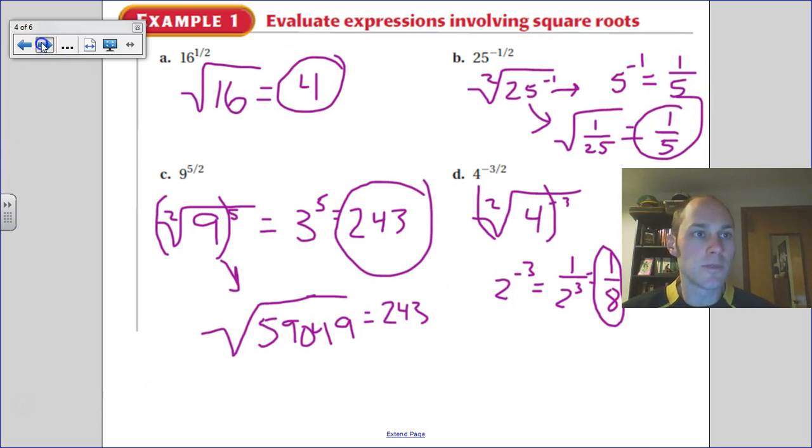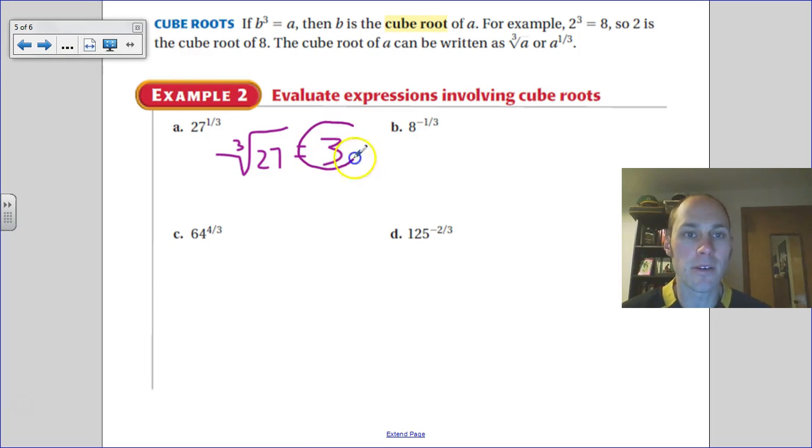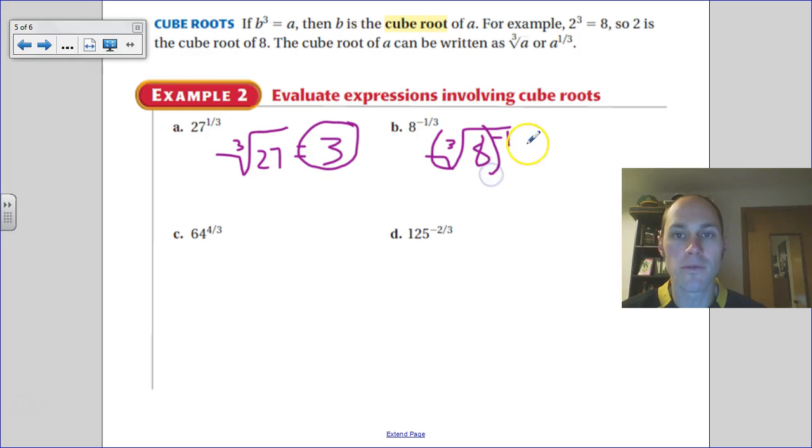So those are square roots. Let's move on now to the cube roots. 27 to the 1/3 is really the cube root. Which number times itself 3 times gives us 27? That would be 3. We looked at that one earlier. 8 to the negative 1/3. It's a cube root, so I'm going to evaluate the cube root first. Well, 2 times 2 times 2 gives me 8. So it's 2 to the negative first, which I can simplify as 1 over 2.